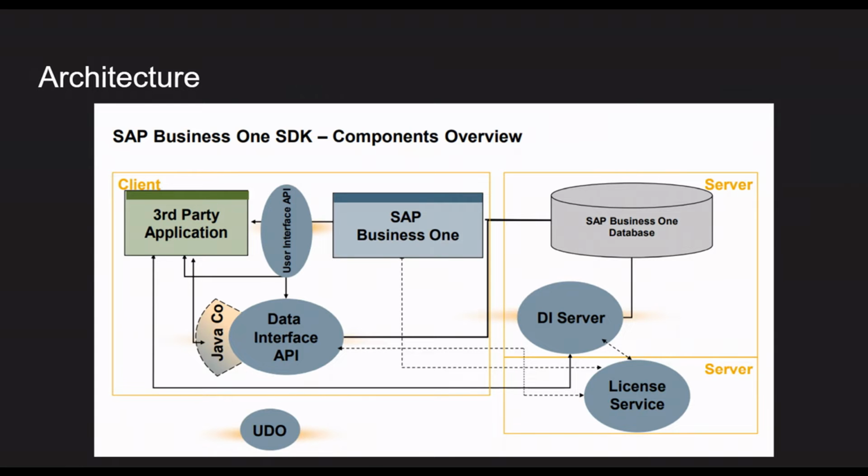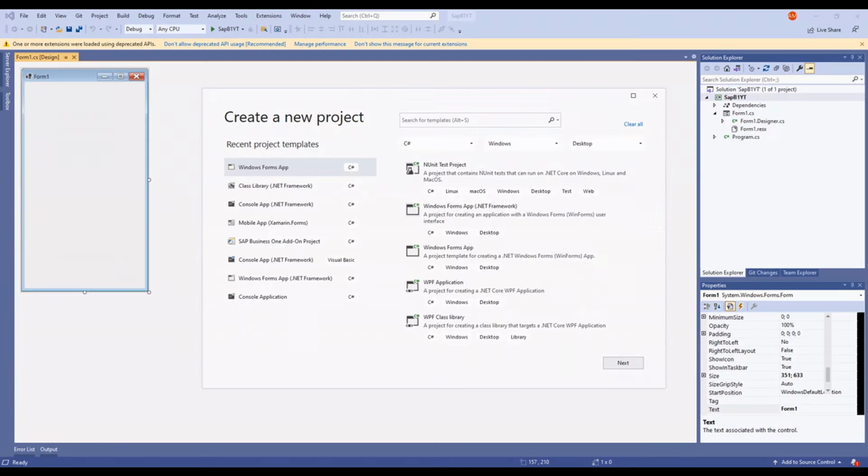Now we're going to see how we can create an application to make a connection with SAP Business One using DI API code. So let's start. For the development, we're going to use Visual Studio. If you don't have Visual Studio right now, you can download the Community version for free from the Microsoft website. Or if you have a license, you can use the Professional one as well.